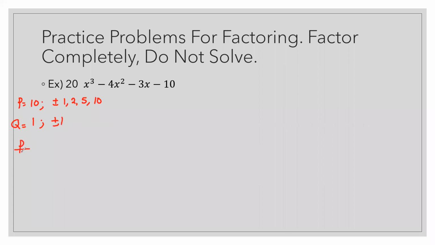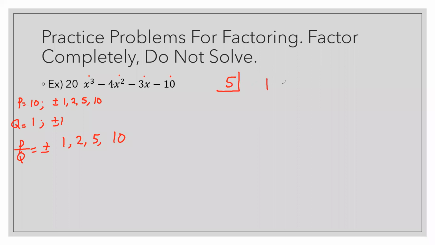So p over q is going to be plus or minus 1 over 1 is 1, 2 over 1 is 2, 5 over 1 is 5, 10 over 1 is 10. We're going to do synthetic, and what zero shall we use? Let's try 5. And then check if it's in order. x cubed, x squared, x, constant. Everything is in order.